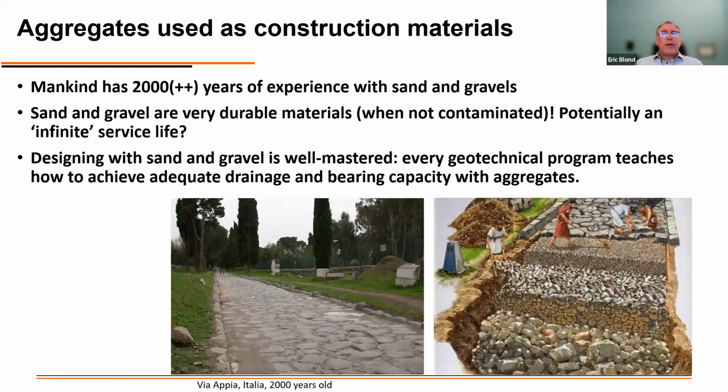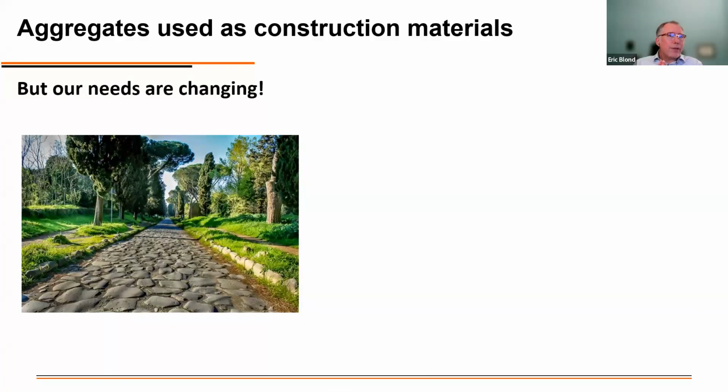So again, we have this situation where we have this road in Italy, 2,000 years old, as mankind, in fact, has millennia of experience with sand and gravel. It is very durable. It is taught in every university. And we have this problem of limited capacity, limited availability. Now, my question is: is it so important to have an infinite service life for sand and gravel, for the drainage or filtration materials that we're using in our structures? Let's look at how our needs are changing.